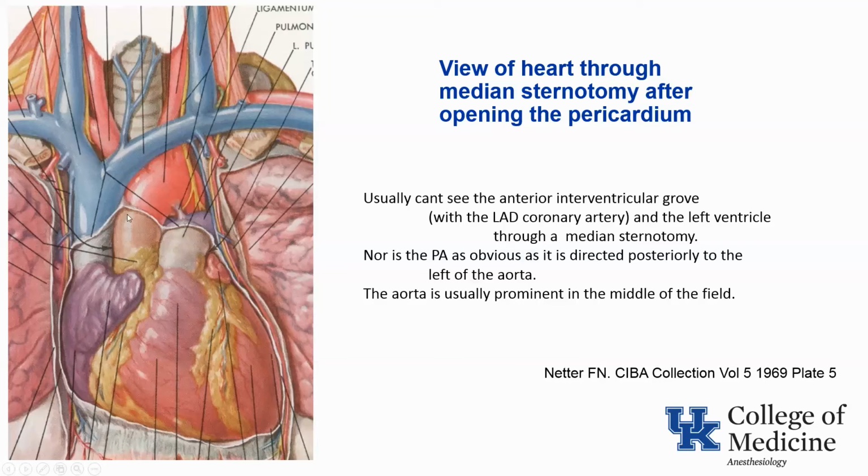The main great structure that you see is the aorta coming out of the heart, and of course the left atrial, right atrial appendage is usually visible.